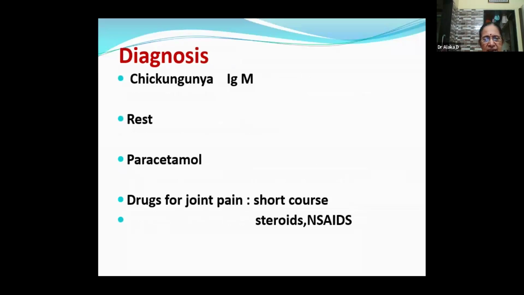Diagnosis by chikungunya IgM. The patient is given rest, paracetamol, and drugs for joint pain, but it is a short course. You should not give steroids or NSAIDs, because they can further cause thrombocytopenia.